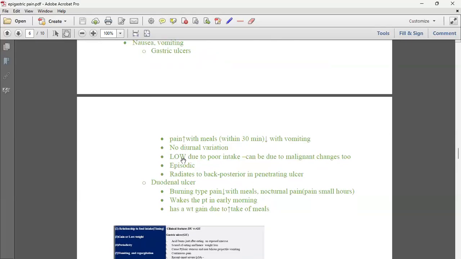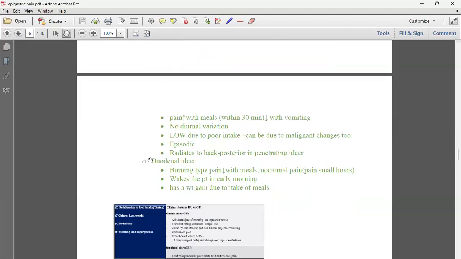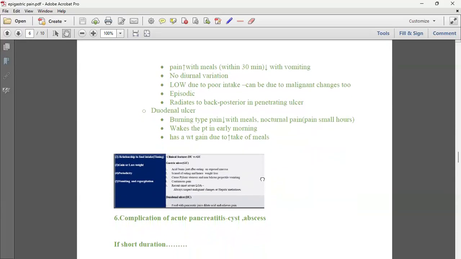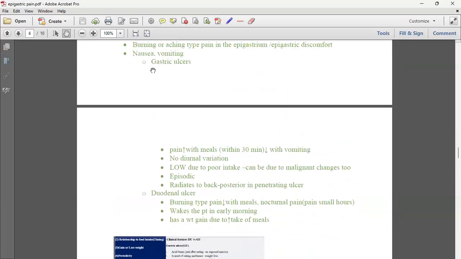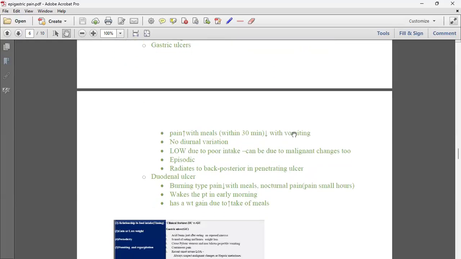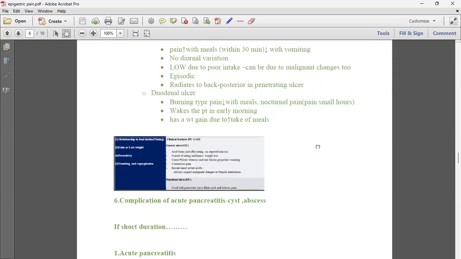Gastric ulcers are associated with loss of weight because the patients will stop eating because of the pain. But with duodenal ulcers, since the pain reduces with meal intake, they will have weight gain. So those are some features to differentiate gastric and duodenal ulcers. The book states that you cannot actually differentiate them by clinical features alone, but some examiners strictly believe that you can differentiate gastric ulcers and duodenal ulcers from the clinical history. So once you think this is peptic ulcer disease, it is very important to find out whether the patient has a gastric ulcer or a duodenal ulcer.